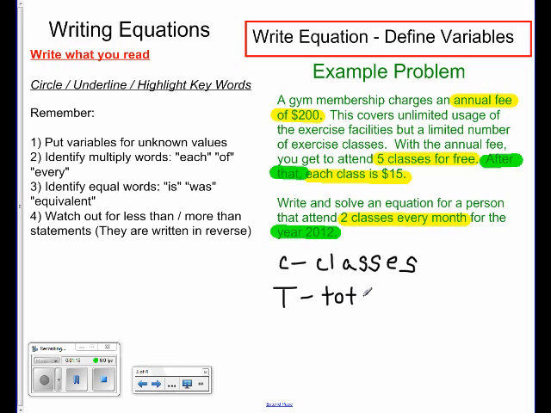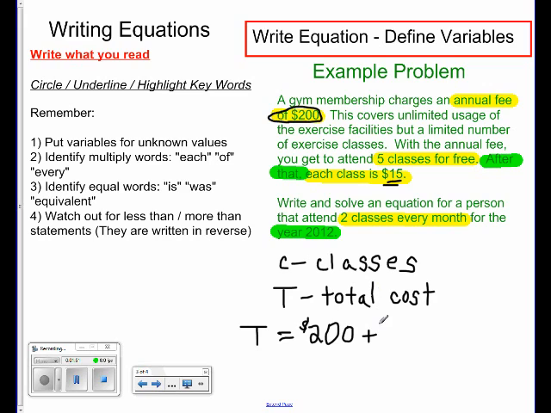It really doesn't matter. So once you define the variables, again, it's very important to define the variables because that tells you what the different letters mean in your equation. So now we're going to go through and write down a relationship between them. So the total cost equals $200 to start, because that's our annual fee. So it's $200 plus $15 each class. So you'll say plus $15 each class.